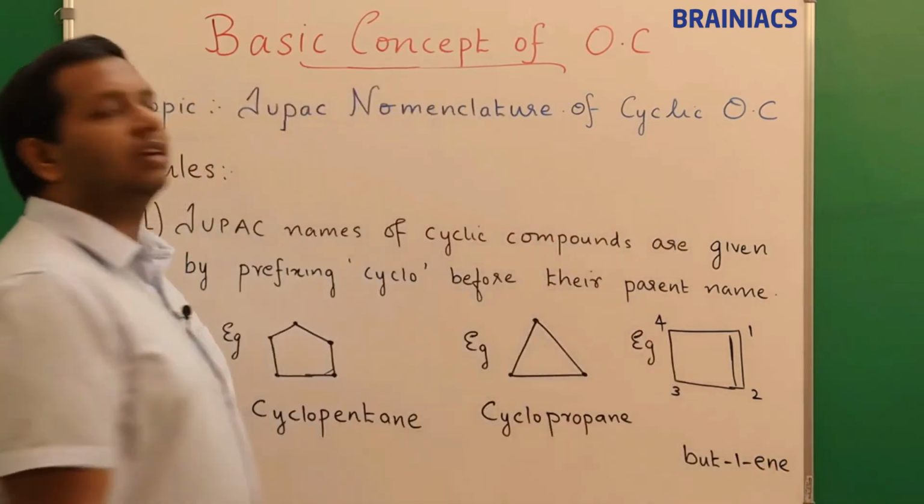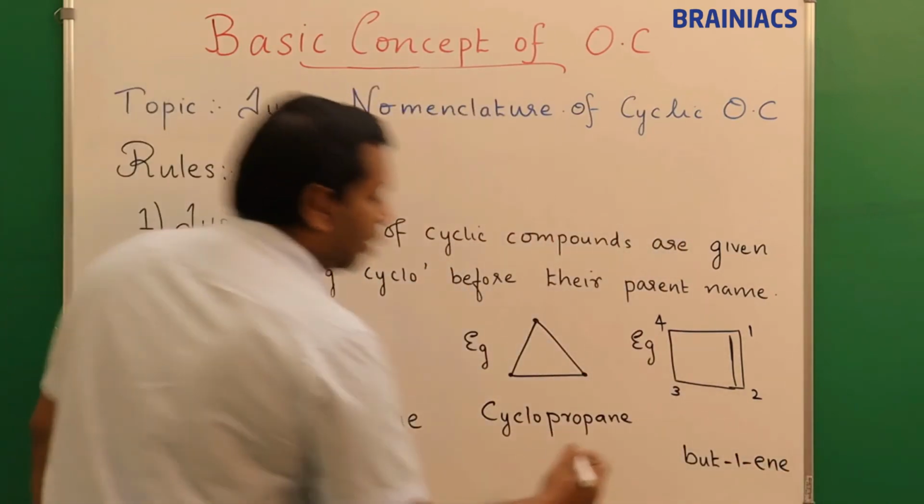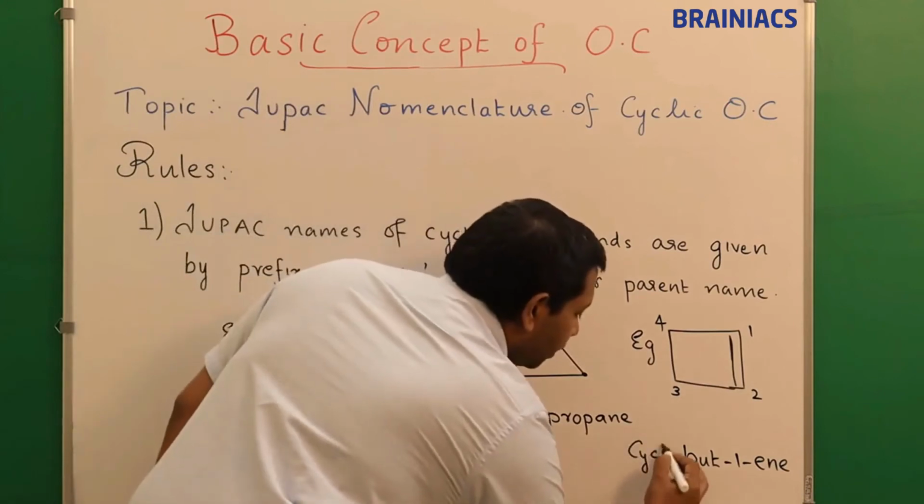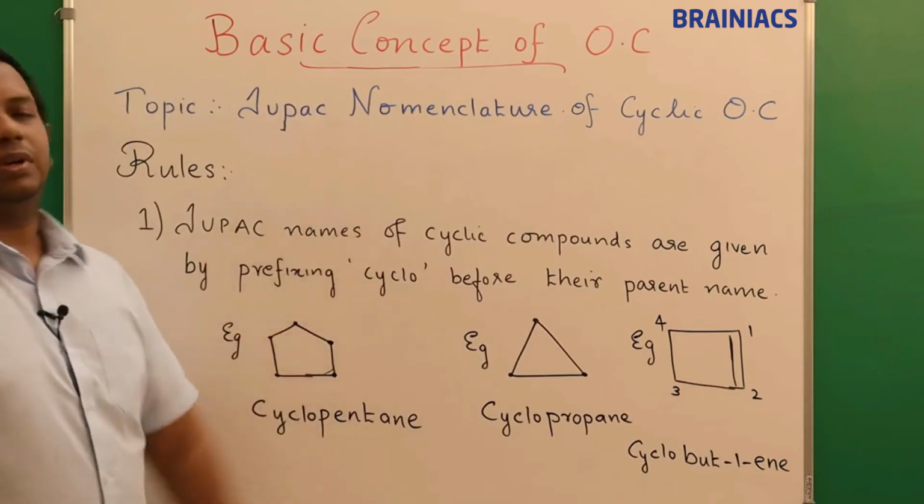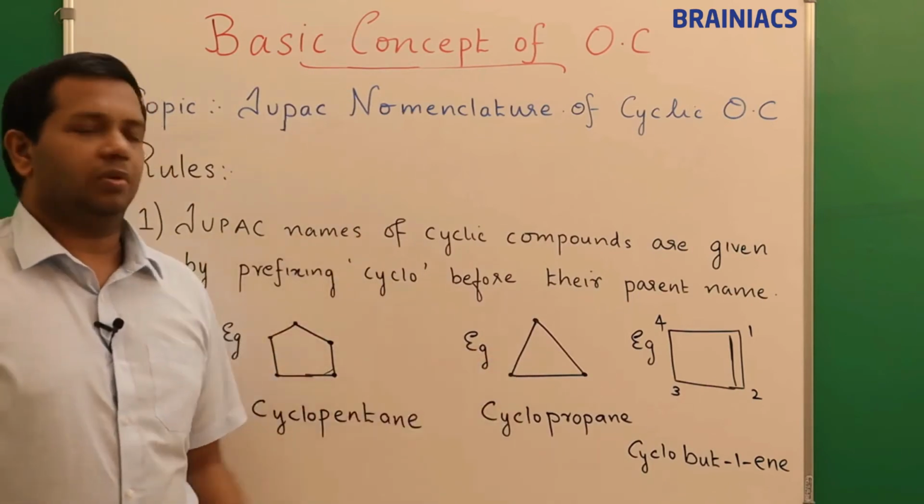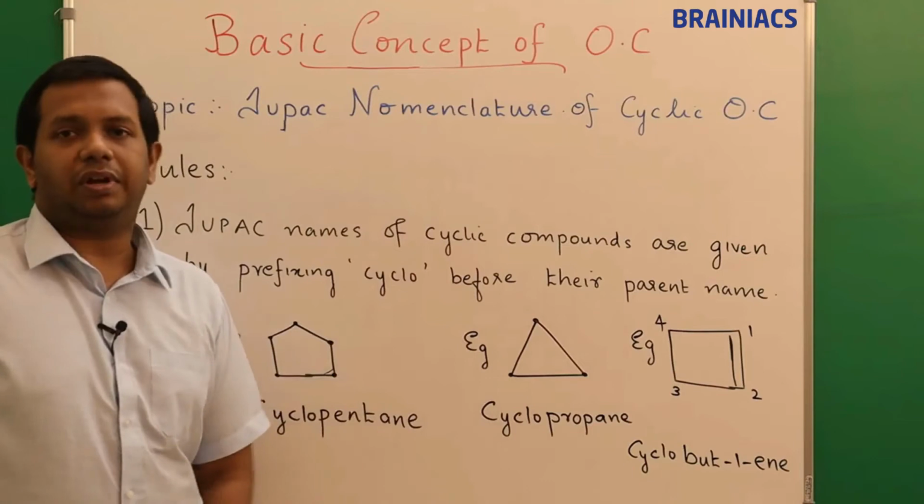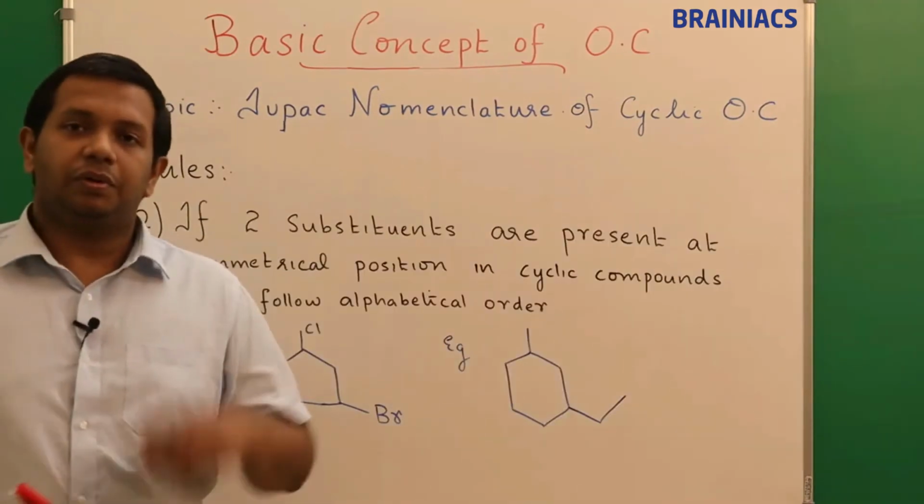Since it is a cyclic compound, I can add the prefix cyclo. So this will become what? Cyclobut-1-ene. So this is the way you need to number it and name the compound. Now we will go to the next rule.